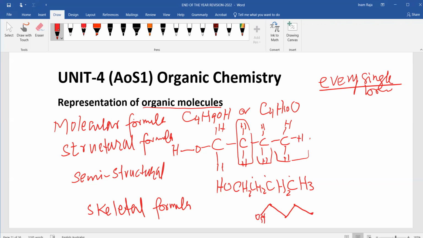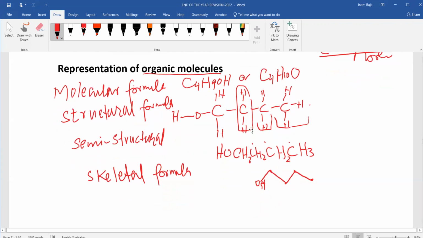You need to know all these 4 types, and when a question asks you, you should be able to answer accordingly, like what they're asking you. Are they asking you to write the structural formula, semi-structural formula, or skeletal formula? If they don't mention any of these, I recommend that you write the semi-structural formula. It saves time and space.